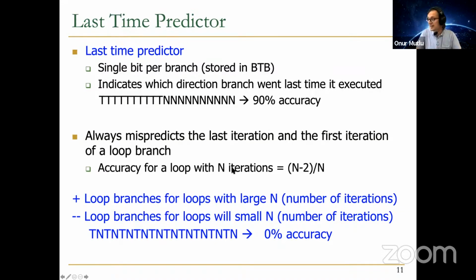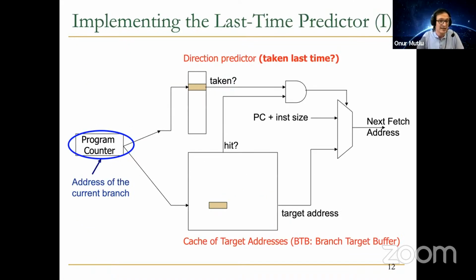But before we go into the next idea, let's take a look at the implementation of it. Implementation is basically what I showed you earlier. So this is the program counter. You index the BTB with the program counter. You also index a direction predictor. And the direction predictor basically stores information about that program counter, about essentially what direction the branch at that program counter took. If it's taken, it'll be a single bit. If it's taken, that single bit will be set to 1. Otherwise, the single bit will be set to 0.